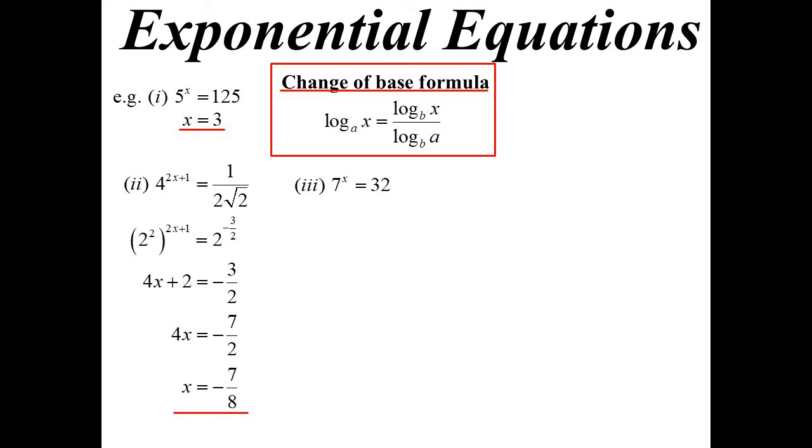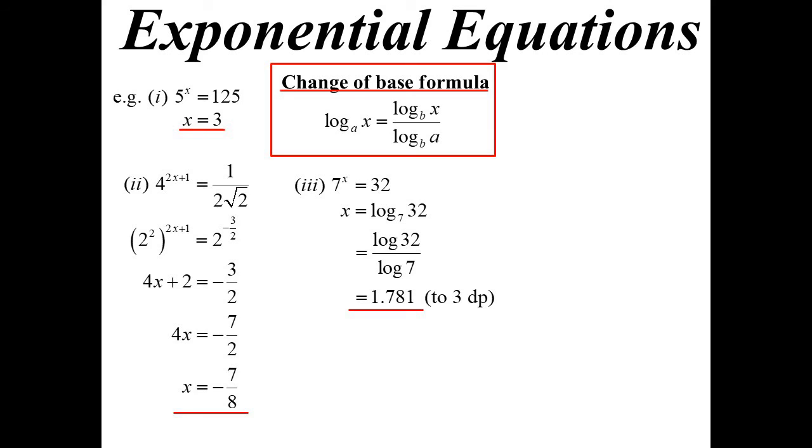7 to the power of x is equal to 32. Not quite as neat, because how do you write 32 as 7 to the power of something? I could say x is log 32 base 7. So I could rewrite it that way. And now I can change the base into something I can play with. So it'll be log 32 over log 7. I can now go to my calculator.